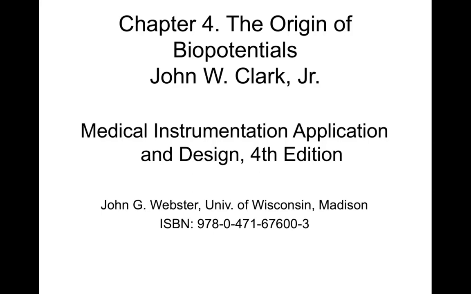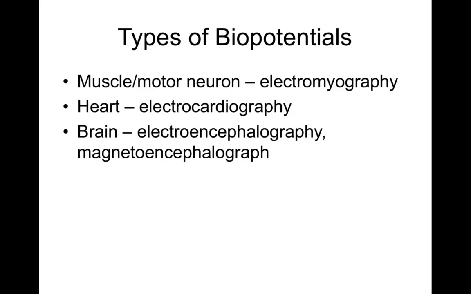All right, we're going to continue our discussion of the origin of biopotentials. Today we're going to talk a little bit more about some specific biopotentials. In this course, there are three different types of biopotentials that we will look at, two in a little more detail. The first is the biopotential that originates from a muscle, a motor neuron package, often referred to as a motor unit. Many of these combine to give you a signature whenever there's muscle activity present.